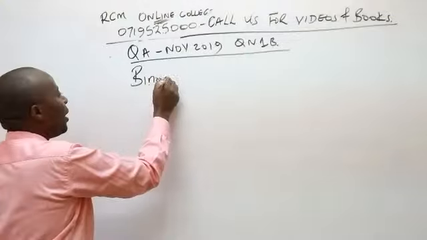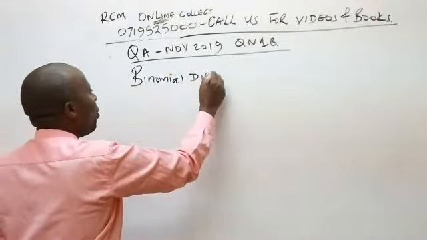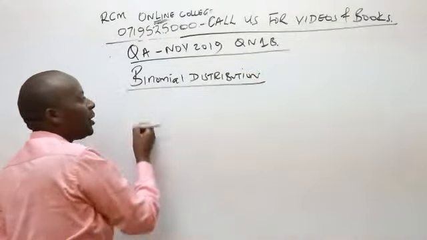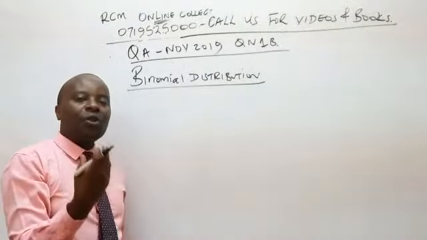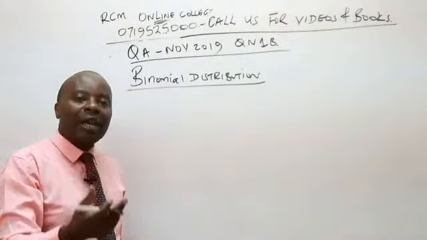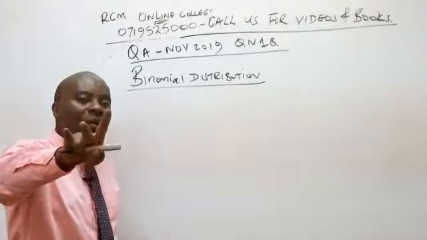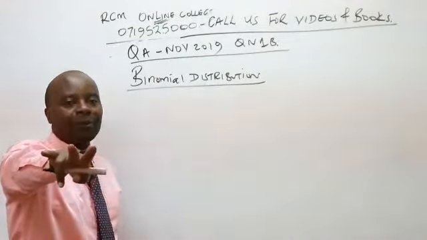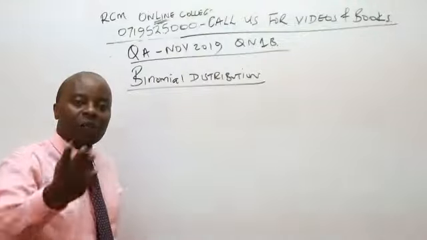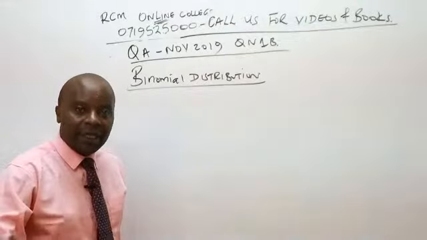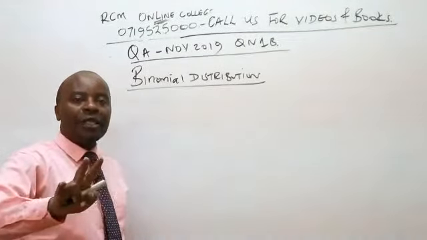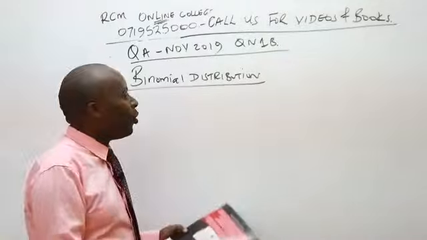Ladies and gentlemen, remember that a binomial distribution is the model used to compute probabilities of events involving experiments with exactly how many outcomes? 2 outcomes. Like in this question, a consultant is either present or absent. There are no 3 ways about it. It's only 2 ways: present or absent. So it's a binomial distribution.